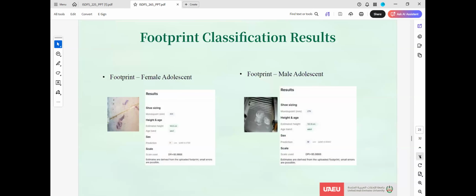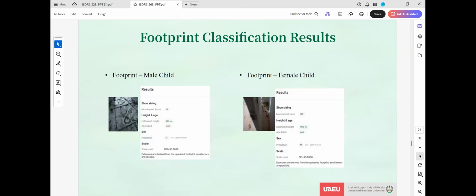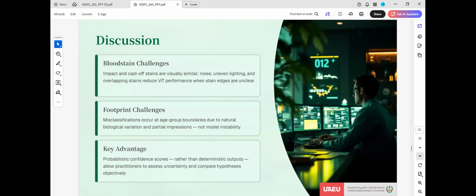So these are our results for footprints: male adolescent and female adolescent. I already told you about shoe size, height, age, and sex, and these are the categories we split into. This is the suggested method. Similarly, male child and female child. So what is the age, height, shoe size, and sex? We classify all these things. So this is our suggested method.